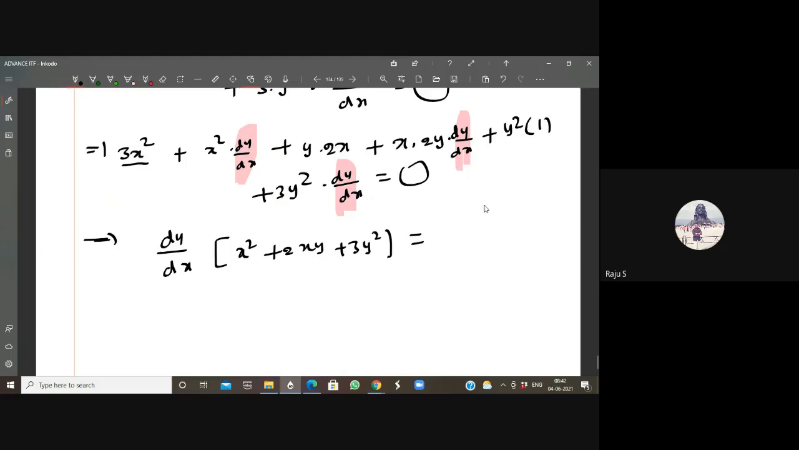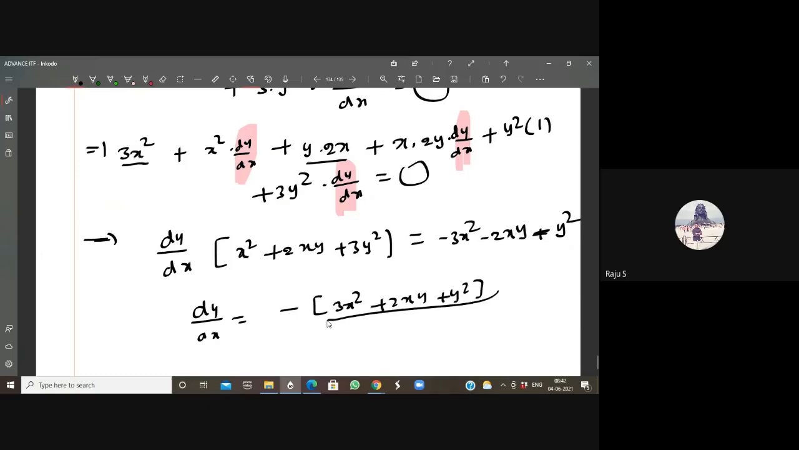So 3x square becomes minus 3x square, minus 2xy, then minus y square. Am I right? So finally dy by dx is clearly equal to minus, take common, 3x square plus 2xy plus y square, whole divided by x square plus 2xy plus 3y square. This is the required dy by dx.